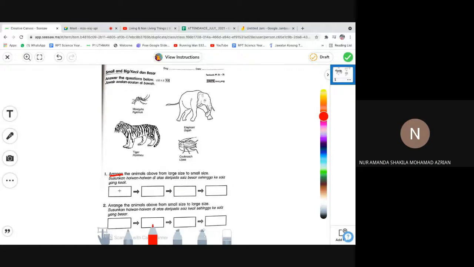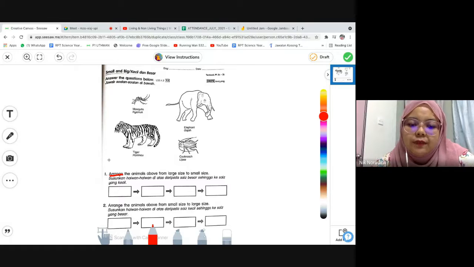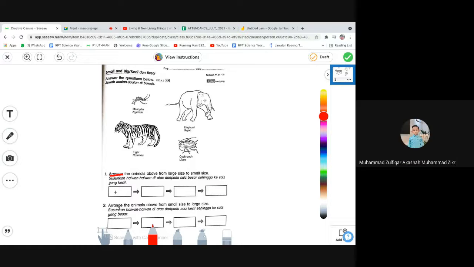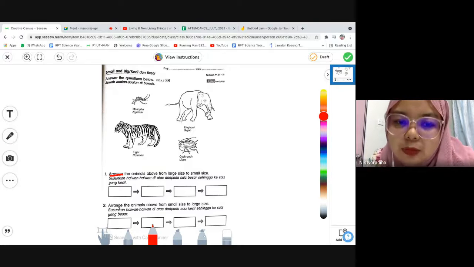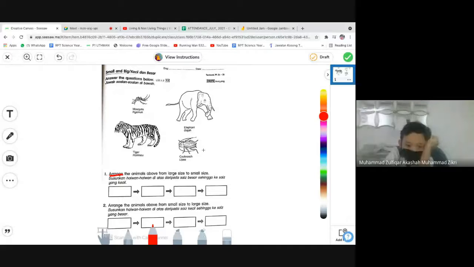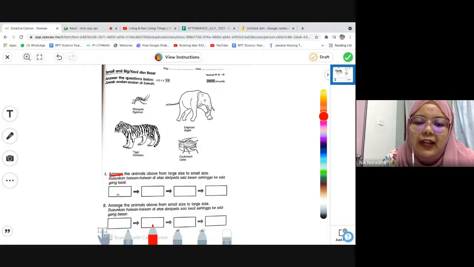Teacher, I already sent. Okay, teacher will check after this. Kasha, you want to arrange from big to small. So the big one first or the small one first? Kasha, which one? Big first. So which one is the biggest animal? Which one? Elephant. So you write elephant in the first box, Kasha.